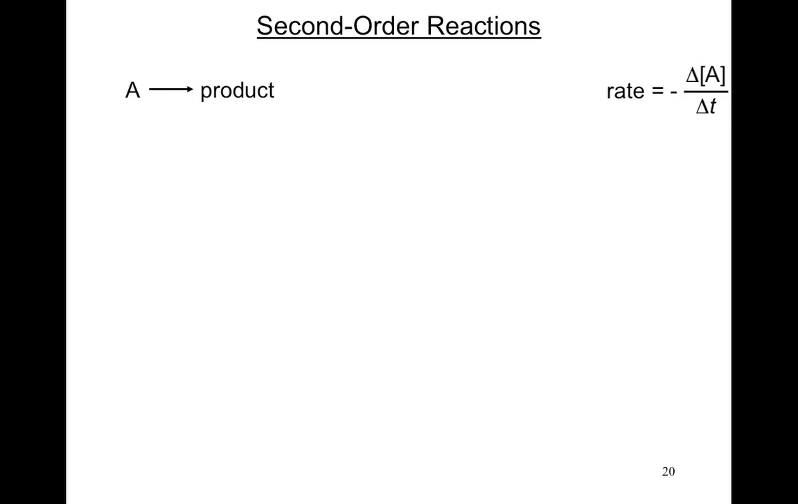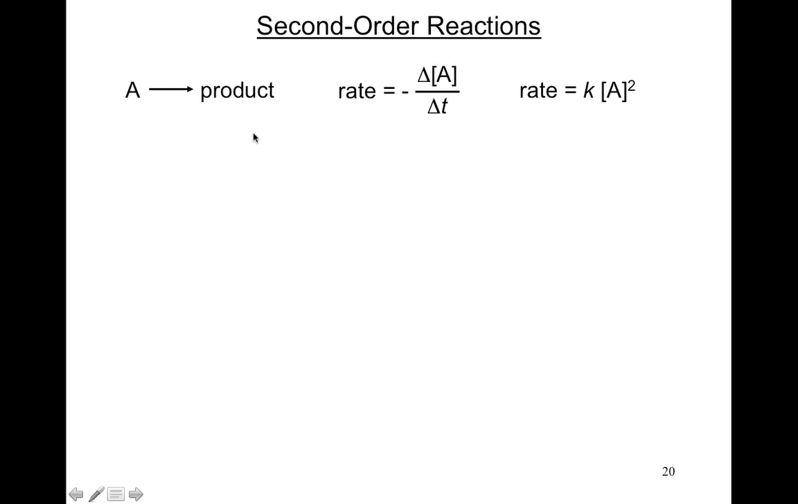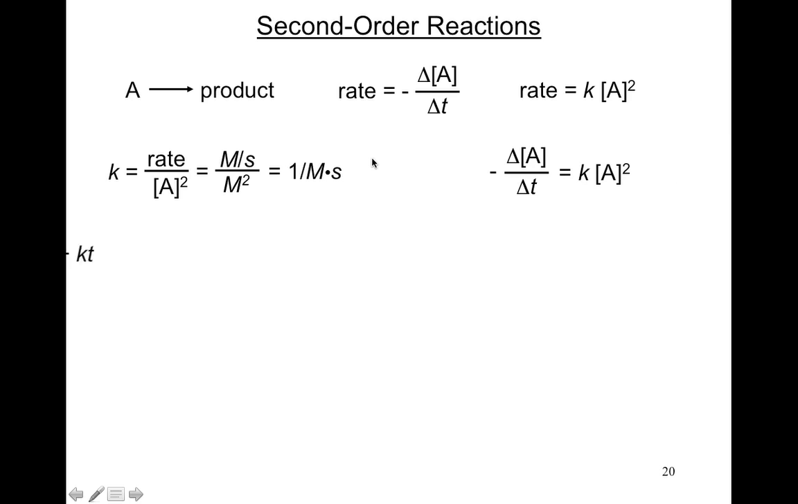So if we look at second order reactions, our rate is going to be k[A] squared. You remember second order, we talked about a little bit in class, that in a second order reaction, it's the concentration squared that we had determined there. So here k would be equal to our rate divided by the concentration of A squared. So it'd be molar per second divided by molar squared. So your units for k are per molar second, or molar negative 1 second negative 1.